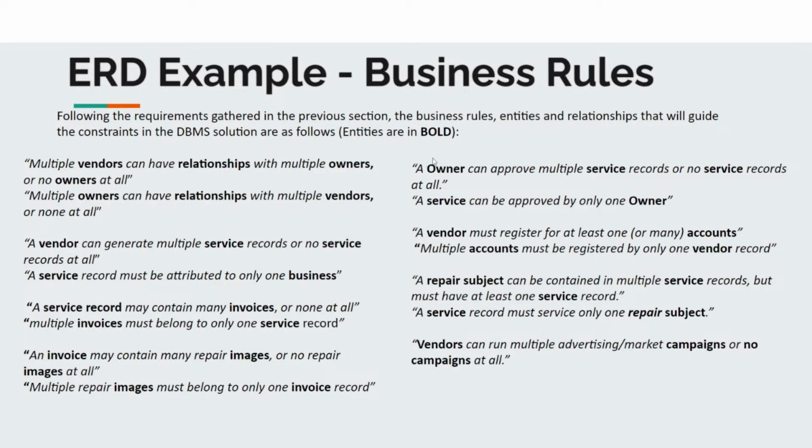So here's a different one. An owner can have multiple service records or no service records at all. That makes sense because an owner could have multiple vehicles where they have multiple services. But a service can be approved by only one owner. So a single service record can only have one owner on it. So that defines a two-way relationship, and this would be a mandatory one.